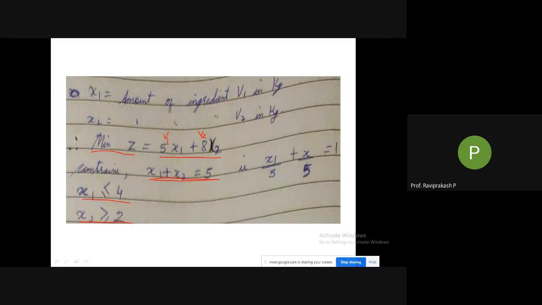Meanwhile, if you have any doubts or did not understand anything, just ask me now. Anyone who did not understand any of the points in the objective function or the constraints, just let me know.